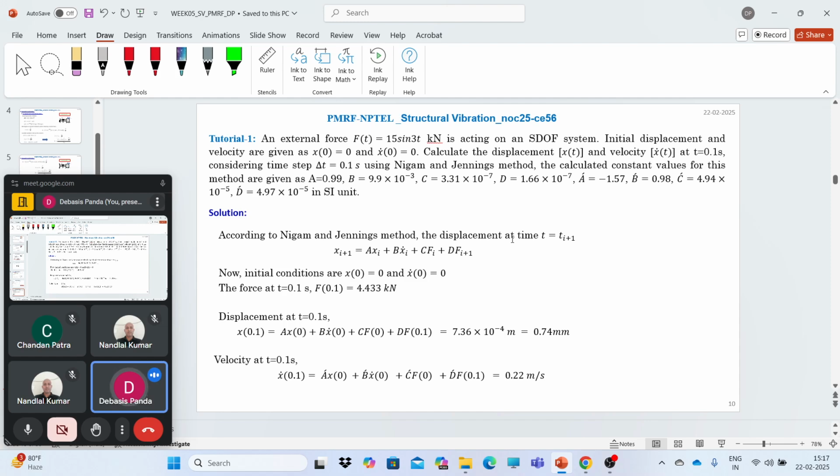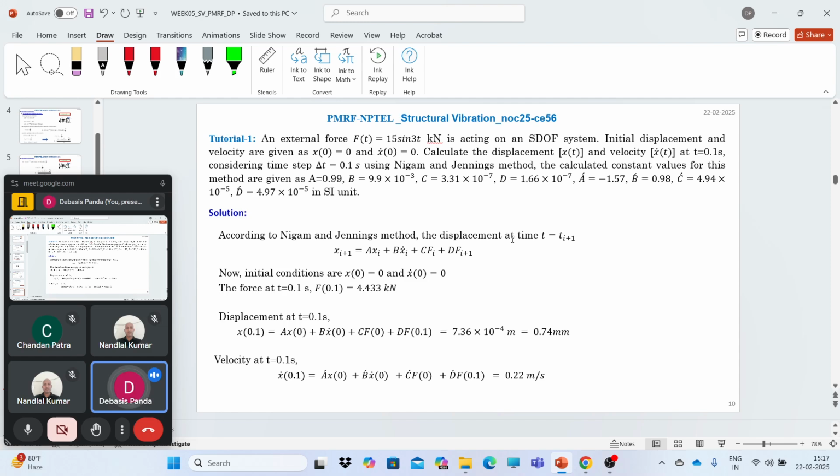So according to Nigam and Jennings method, the displacement at time t equals t i plus 1 is nothing but x i plus 1 equals a x i plus b x i dot plus c f i and d f i plus 1. That means we need to calculate the force at i equals 0 and i plus 1, that means the next time point where we need to calculate the force.